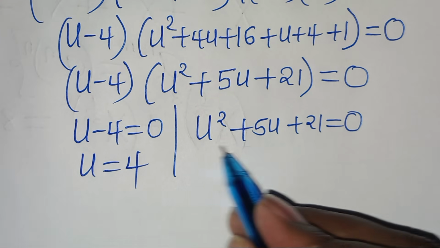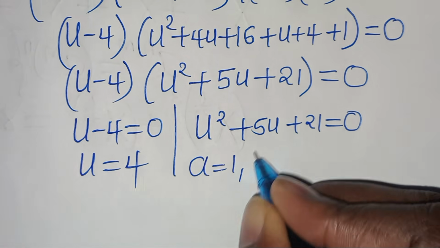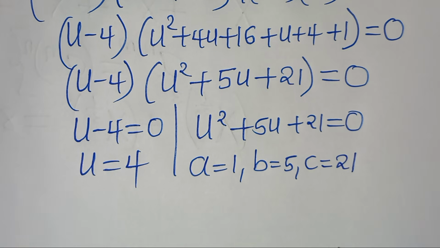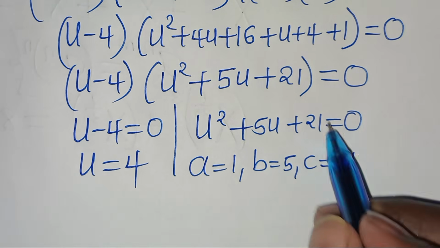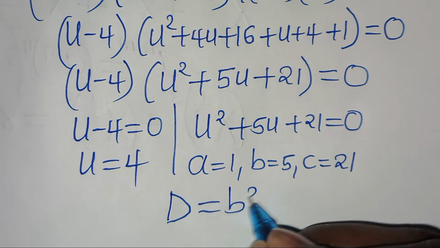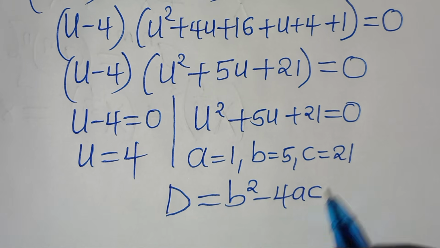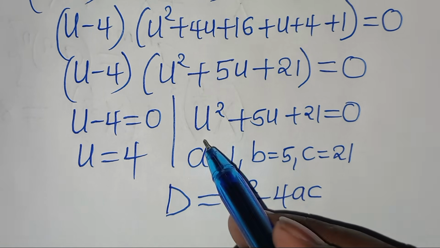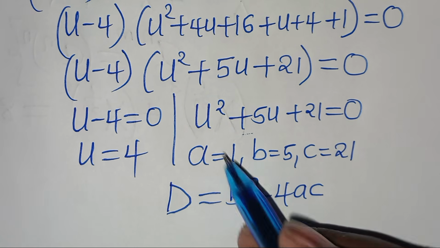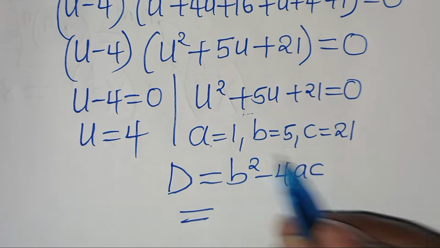Now, the second part here is a quadratic equation where a is equal to 1, b is equal to 5, and c is equal to 21. So let's assess the nature of the root of this quadratic equation by determining the discriminant value, which is b squared minus 4ac. If the discriminant value is less than 0, this means that we have complex roots from this quadratic equation. If it is greater than 0, then we have real roots.